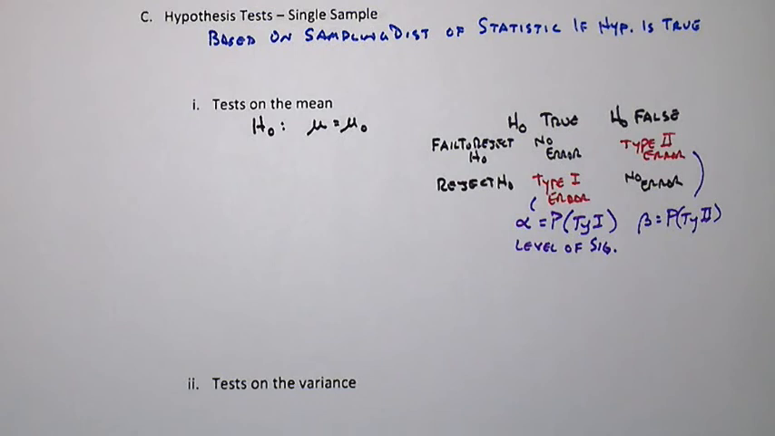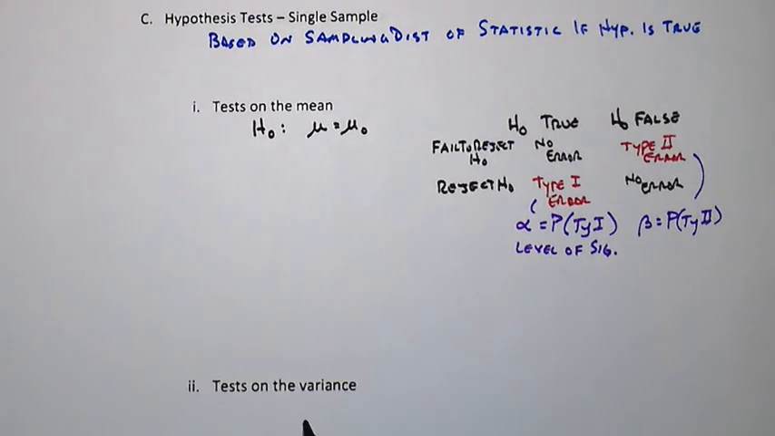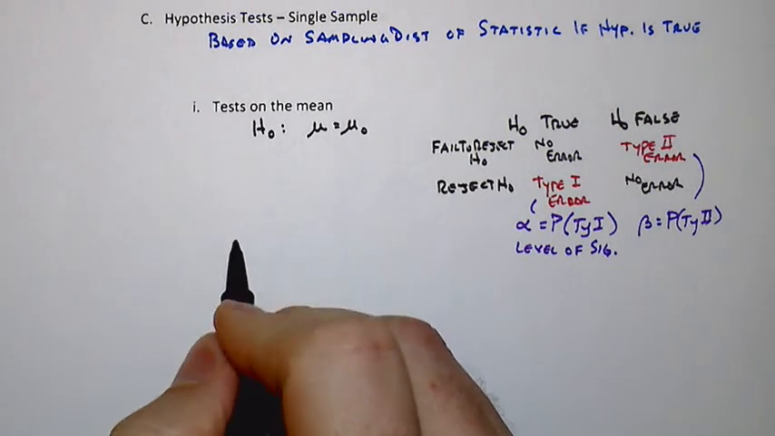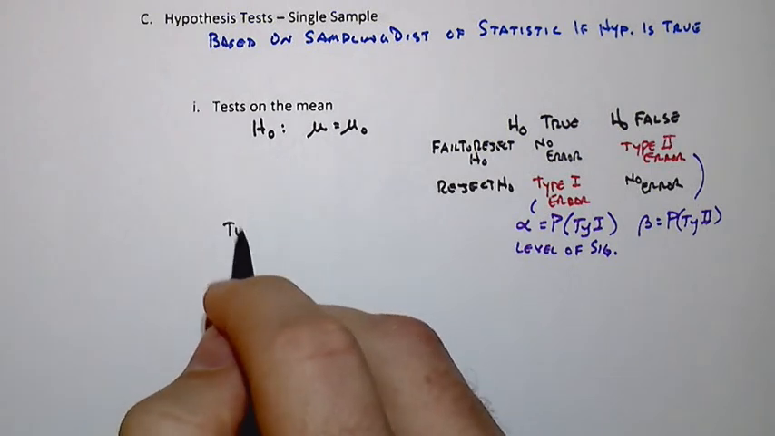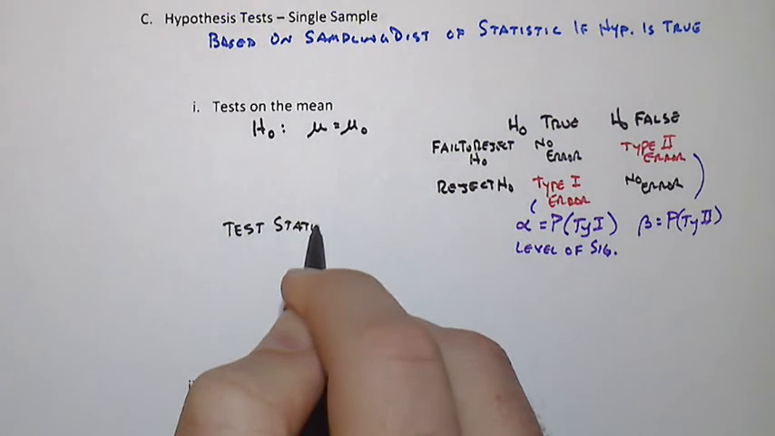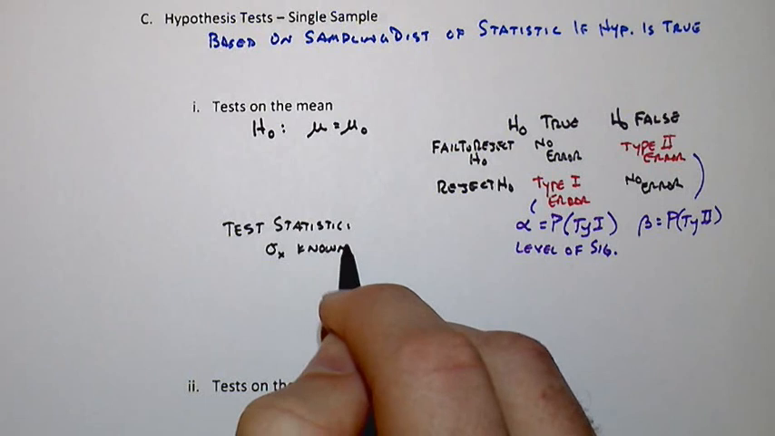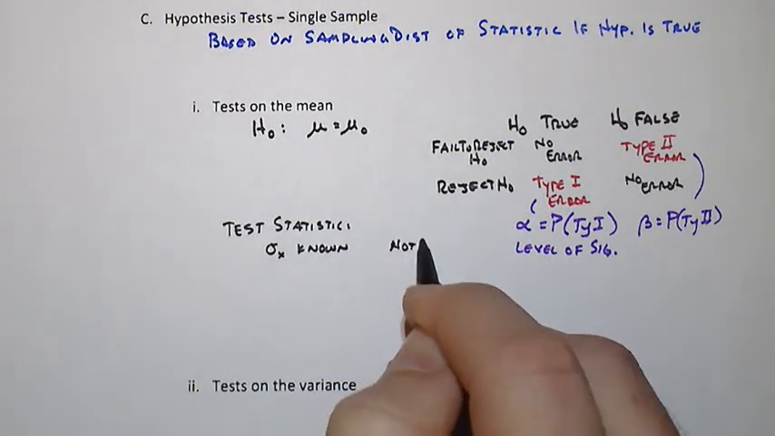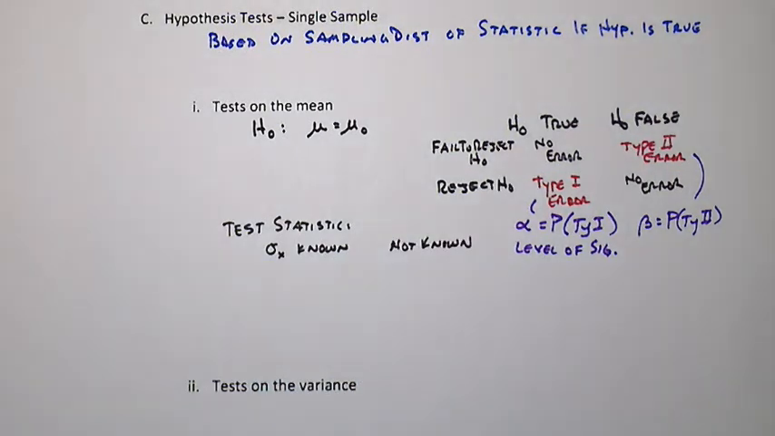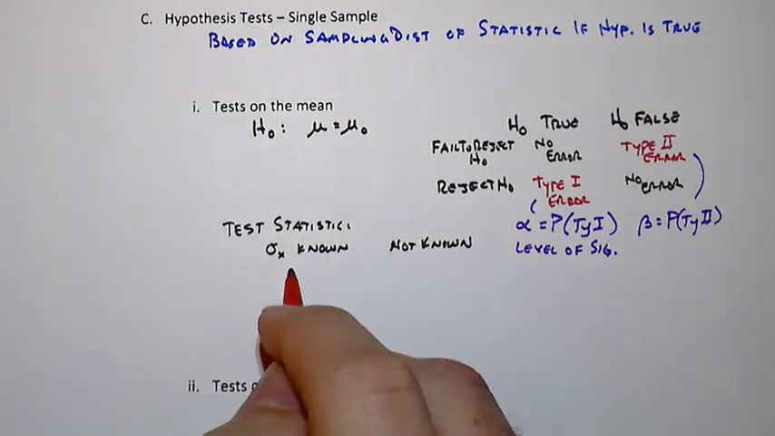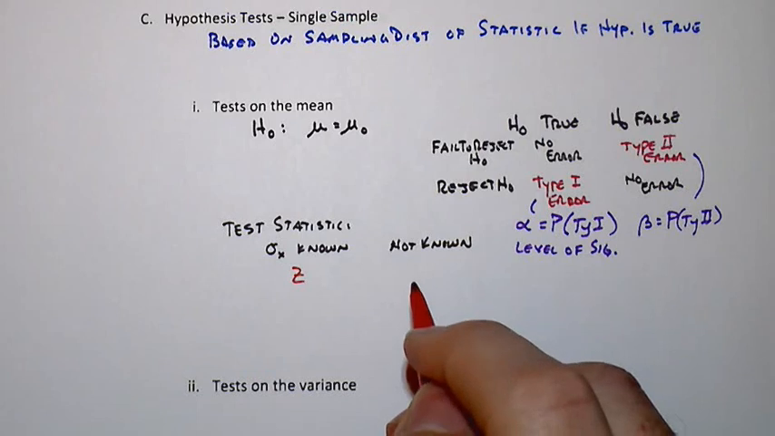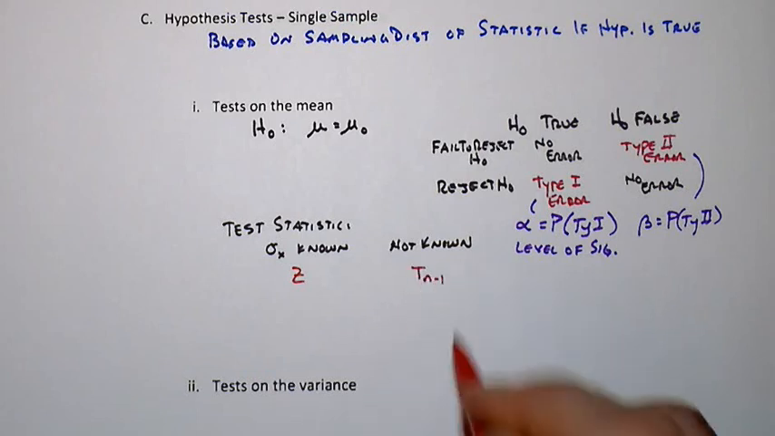Right, so our test statistic here, just like in our confidence intervals, was associated with whether we knew or we did not know the variance. Again, this is for the true mean. If this was known, we would use the test statistic z, and if not, we were going to use the t statistic with n minus 1 degrees of freedom.